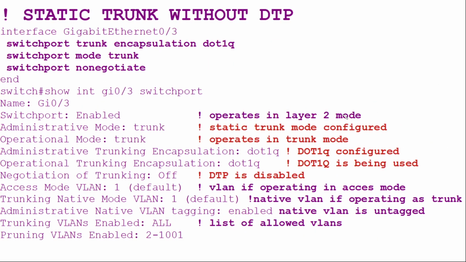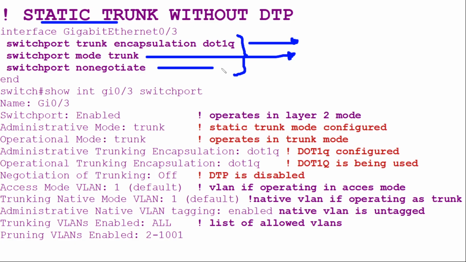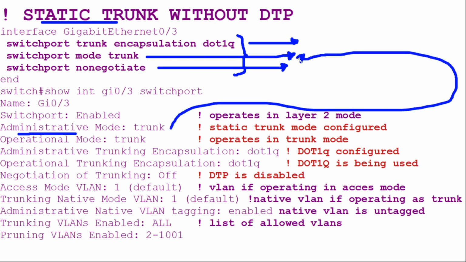Let's see another example. In this example, we are using a static trunk. This is the configuration for the static trunk. We are saying that this port will go into trunk mode always. We want to use .1Q always, and we are disabling DTP. So by using show interface switchport, we can tell that this port was configured as a static trunk. This is the way it was configured, and it is operating in trunk mode.